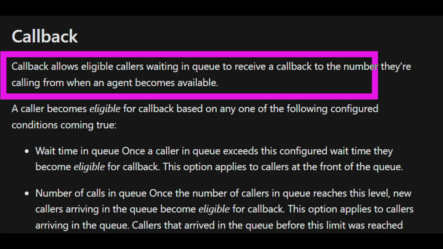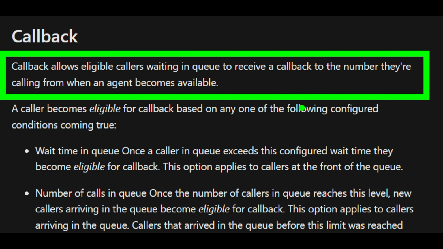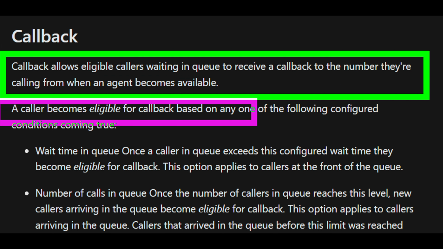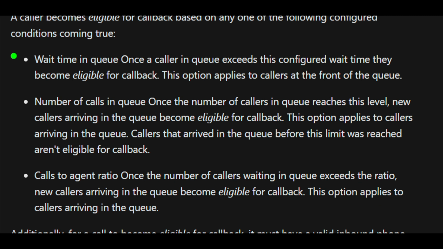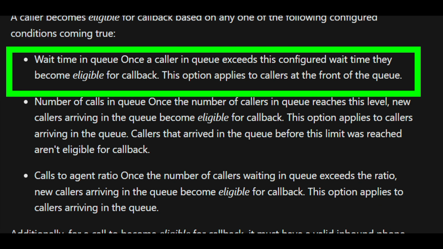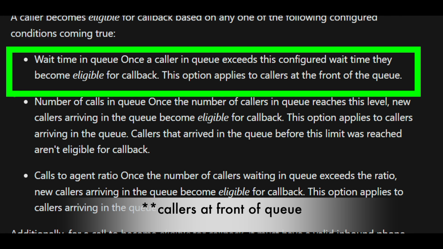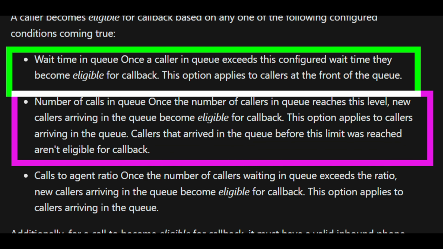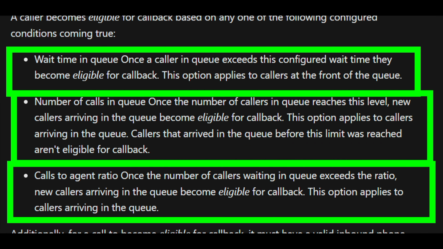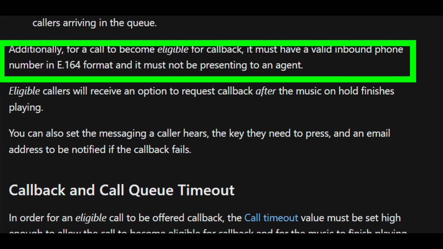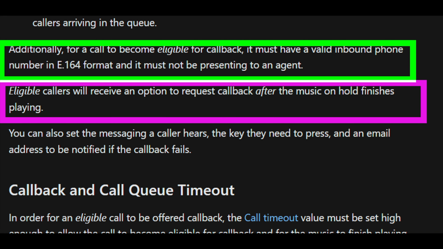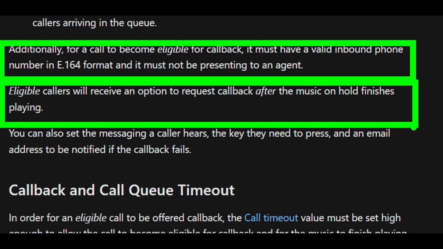And here it defines what a callback is, like eligible callers that are waiting in queue and what conditions define a callback. There's actually 3 conditions that are defined here. Number 1, based on wait time in queue, new callers after that time are given the option for a callback. Or if the number of calls in queue exceeds a certain number, new callers get the callback option, or if the calls to agent ratio is exceeded. Additionally, for calls to become eligible, you have to have a valid inbound number, and the music on hold file actually has to finish playing. It can't be interrupted. More on that later.